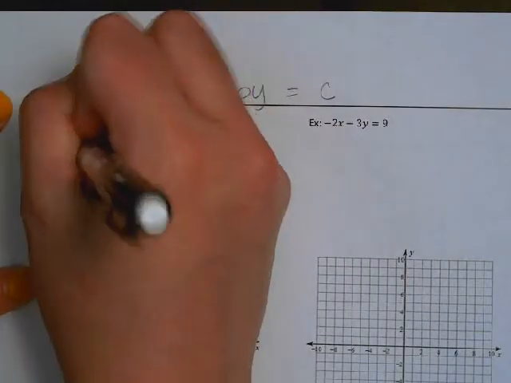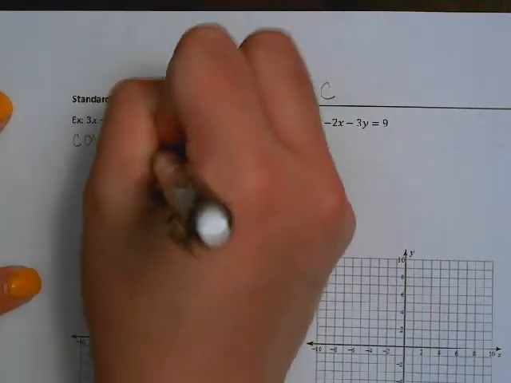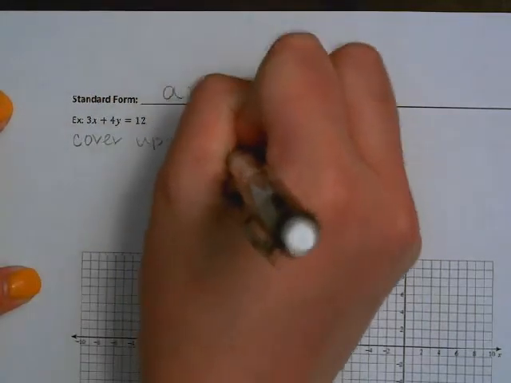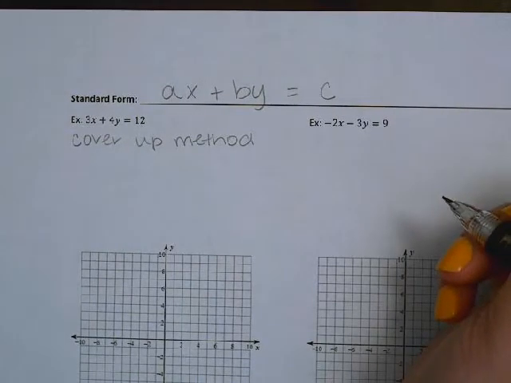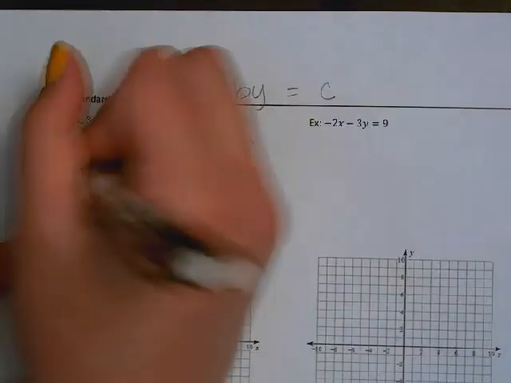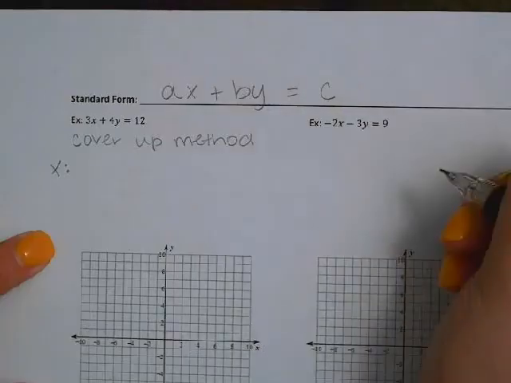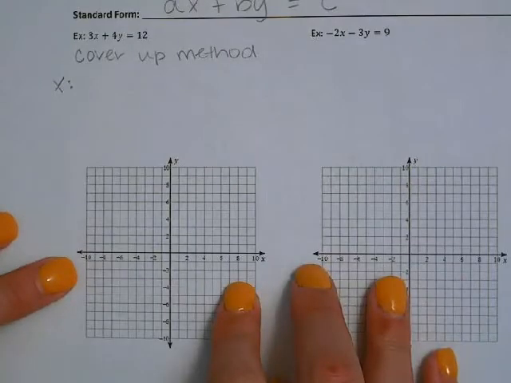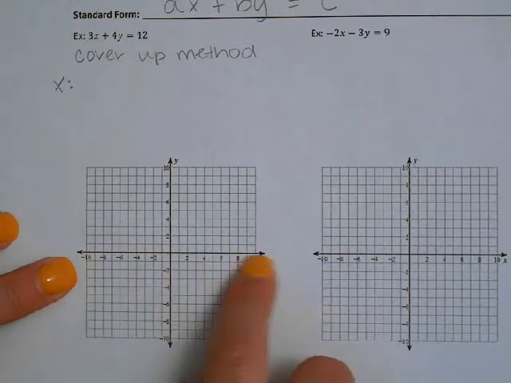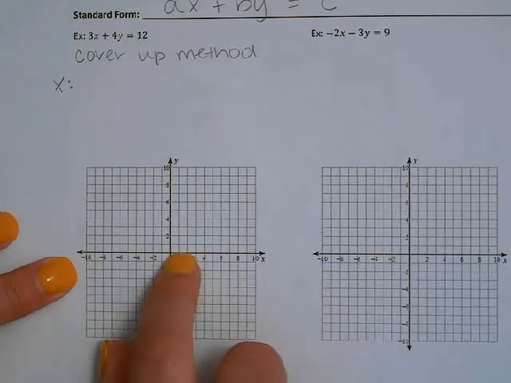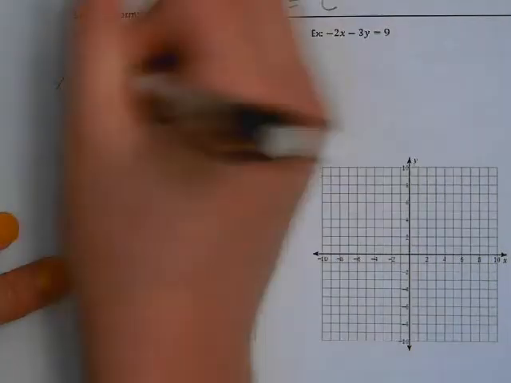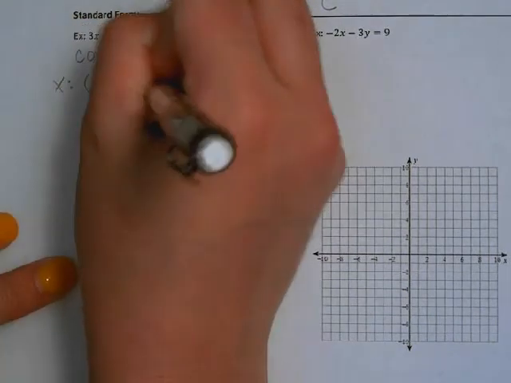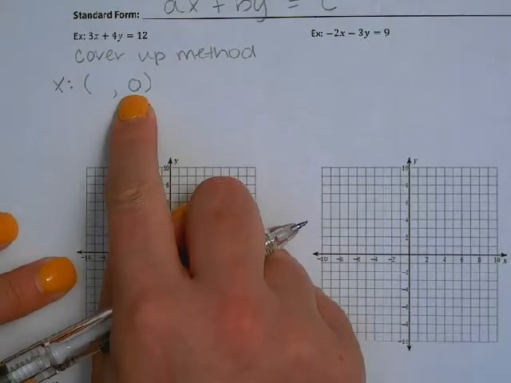One method is the cover-up method. With the cover-up method, you look for the x-intercept and you look for the y-intercept. So if I look for the x-intercept, that means that I'm looking for the point that's on the x-axis. And you can see that on the x-axis, the y-coordinate for all of these is 0 because we haven't gone up or down at all. So that means that for the x-intercept, we're going to have a y-coordinate of 0.